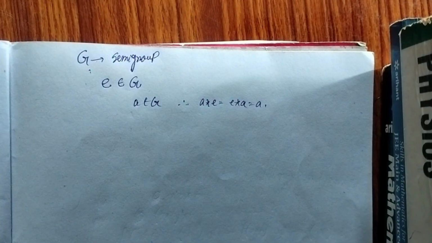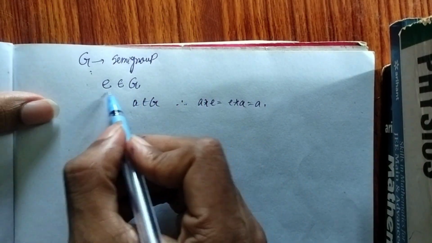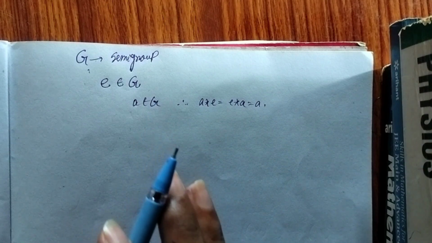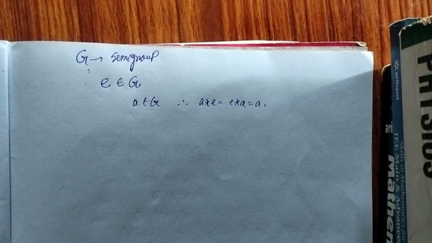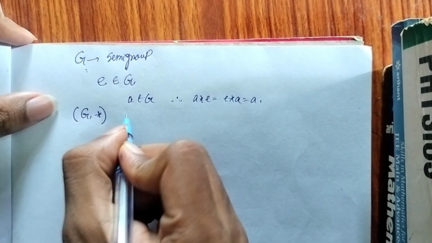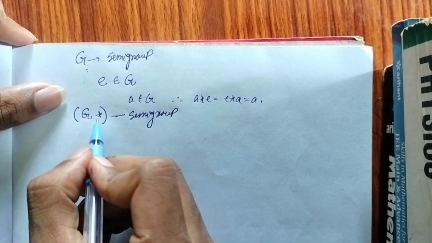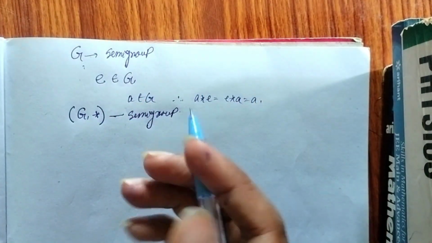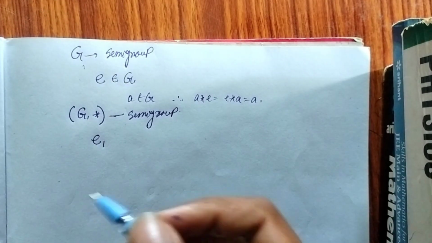So now our motive is to prove that a semigroup, if it has an identity, this identity is unique. This is our motivation. So let's say G star is a semigroup, and this has an identity. Someone told us that G has an identity, but maybe there are one or two or three identities.